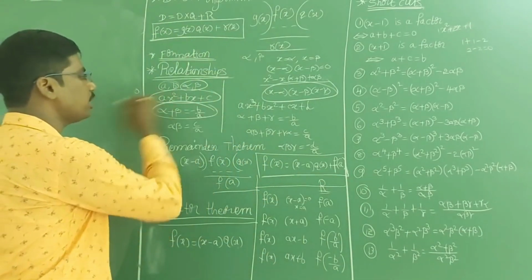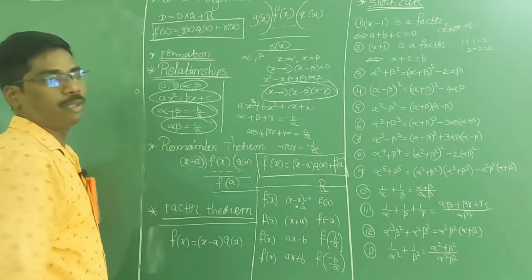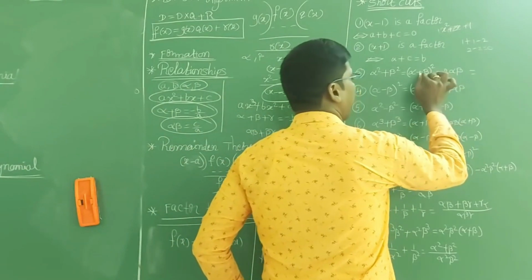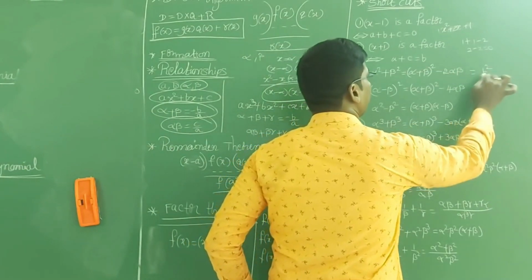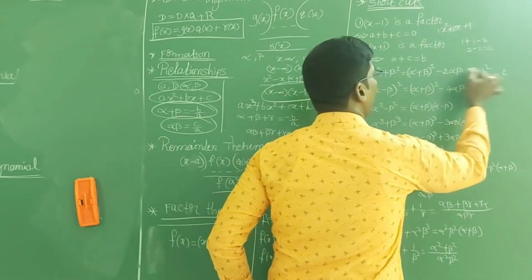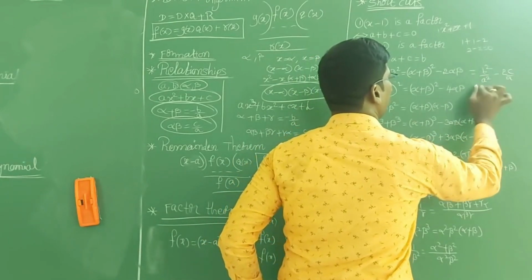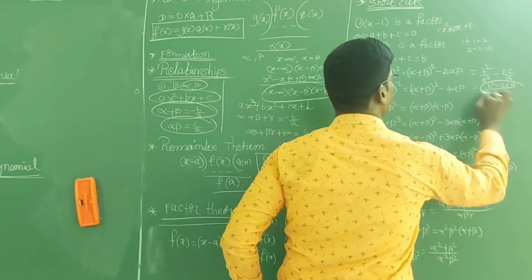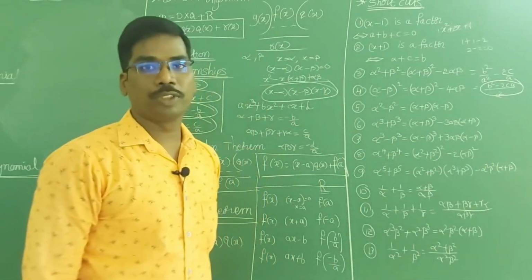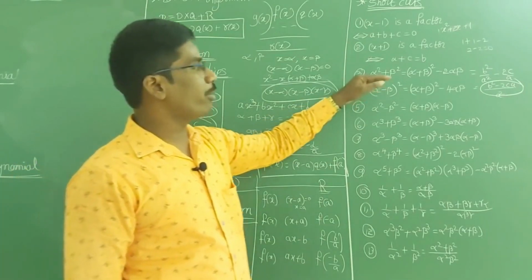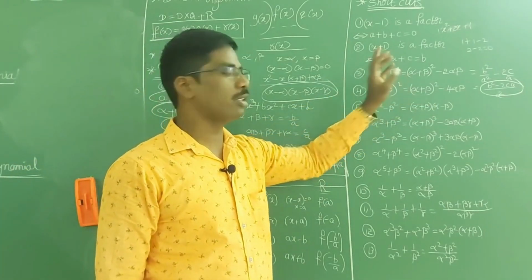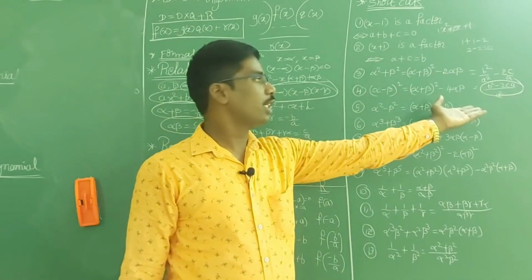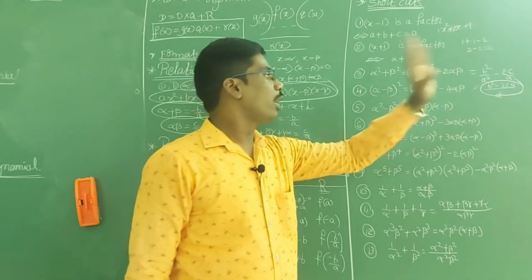Yes, α + β means −b/a and αβ is c/a. Now substitute here, then what will you get? (−b/a)² − 2(c/a). The LCM is a², then (b² − 2ca)/a² is the answer. We have to keep this in mind, as they will give it in the options. If α, β are the two zeros, they will just ask to find α² + β². So you have to remember this formula, then you can substitute easily. So the answer is (b² − 2ca)/a².